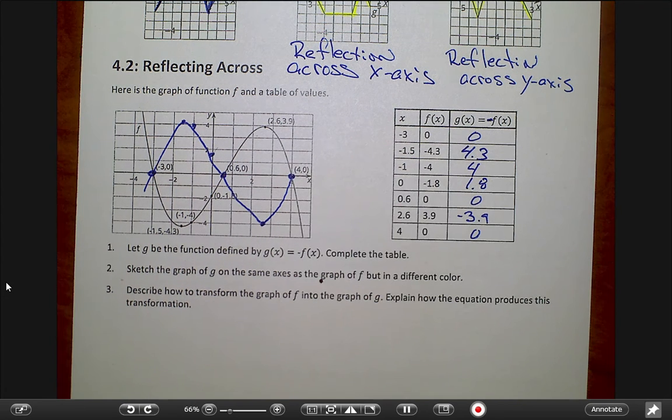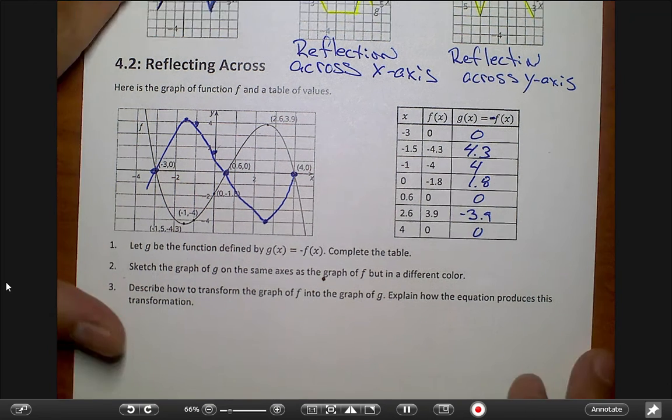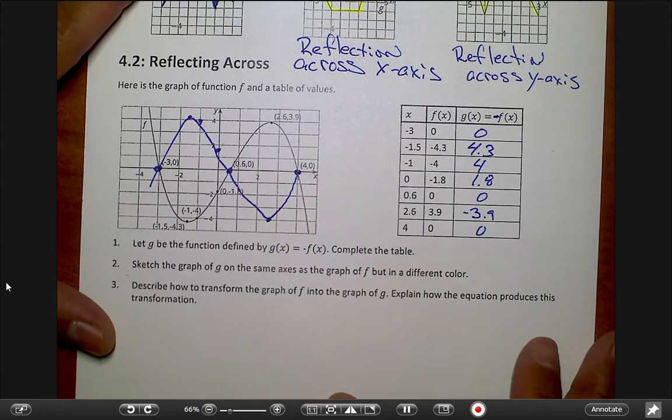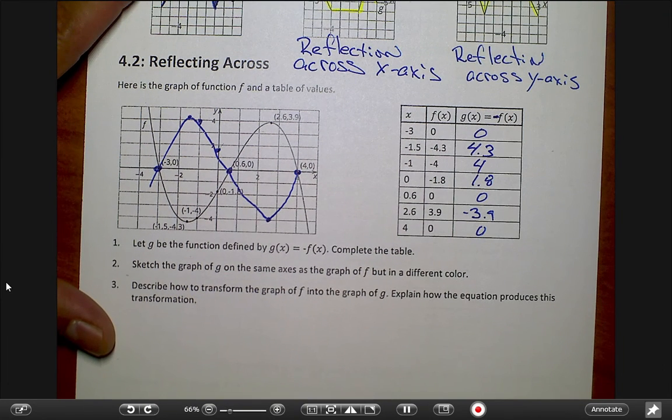There we go. I'm not very good at drawing, so sorry. Pretty basic, right? Super easy.